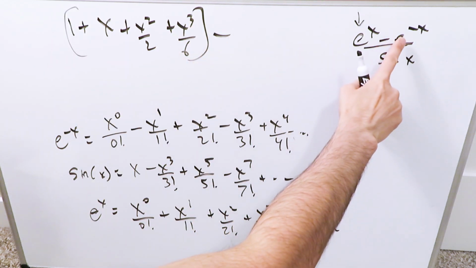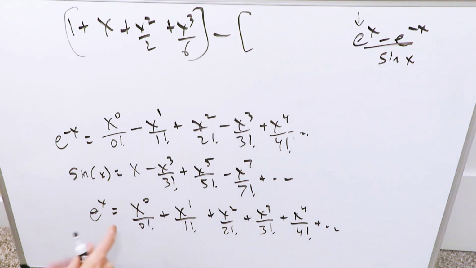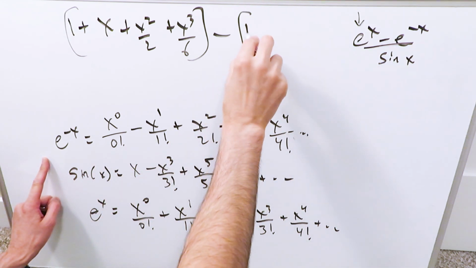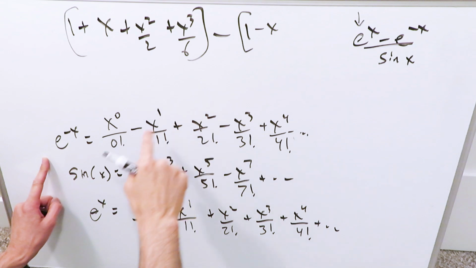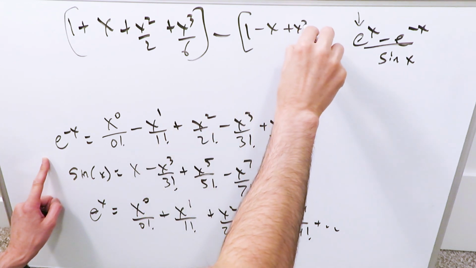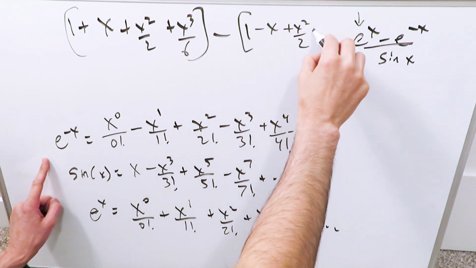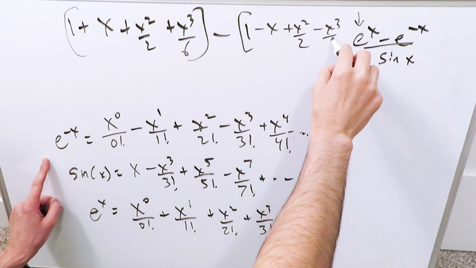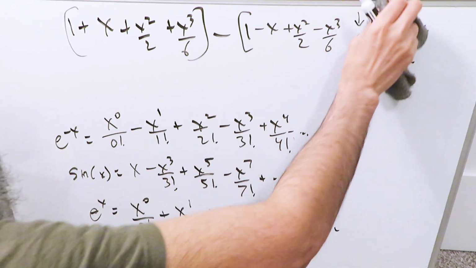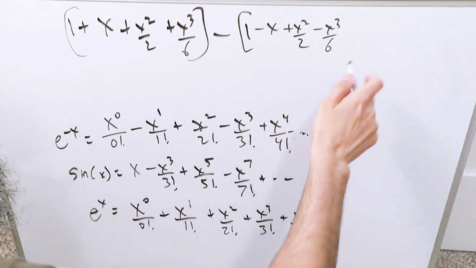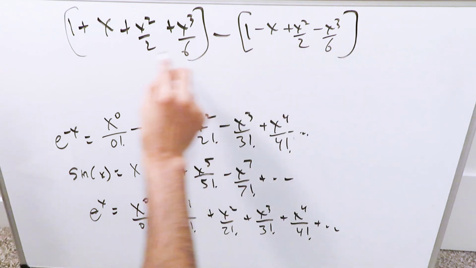Now let's bring in the minus e to the minus x. When I bring in e to the minus x, I'm looking over here. I'll have here 1 minus x. Then I'll have here plus x squared over 2. Then I'll have here a minus x cubed over 6. I won't put in any more terms, but I'll erase this because I'm out of space. You know these would keep going on and on.